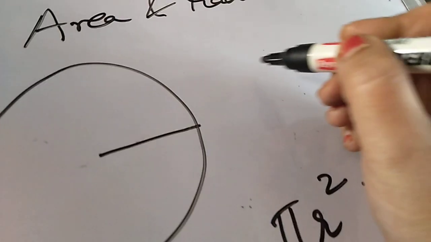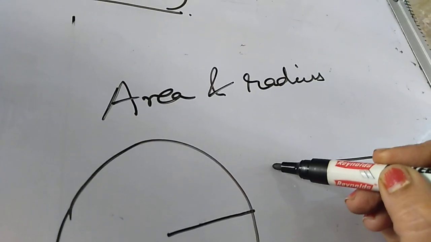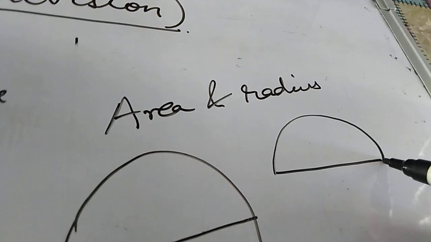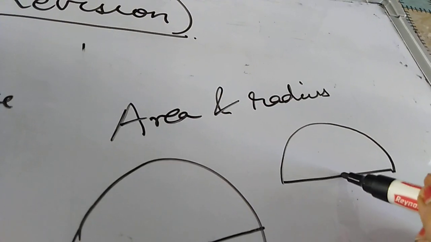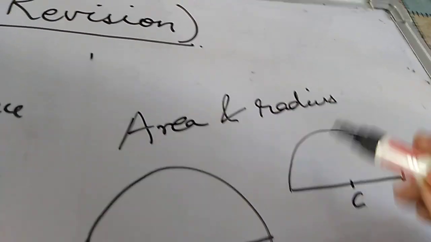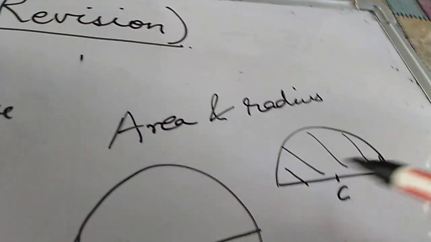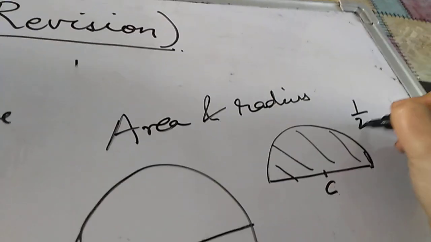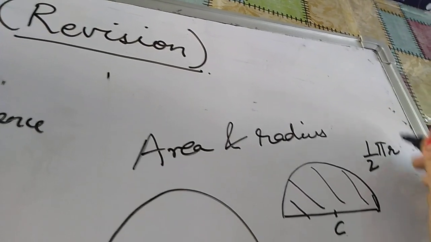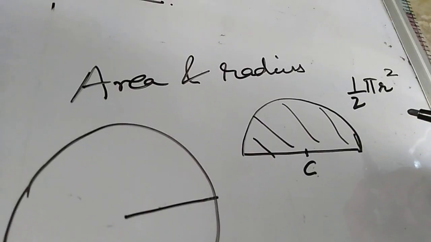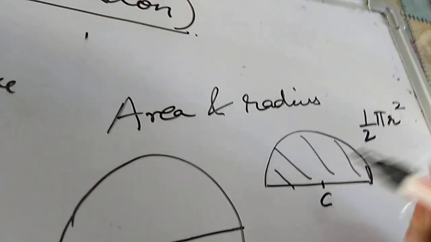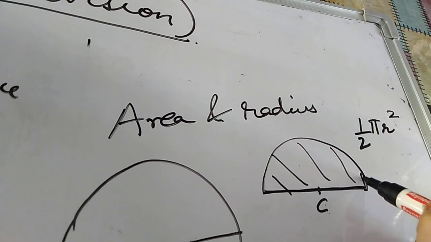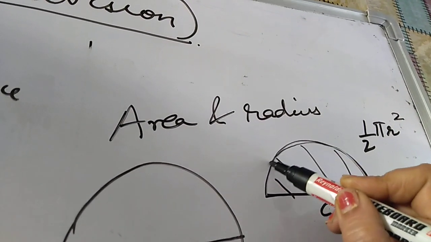Now when it comes to a semicircle, children, and there is a semicircle, so the area will be half of a circle. This is a semicircle with center C. Yes, the area will be half the area of a circle. So the area of a semicircle is half into pi r square. Clear?